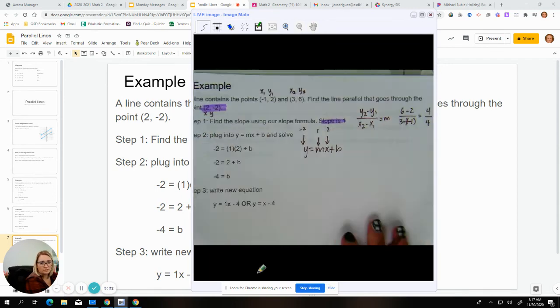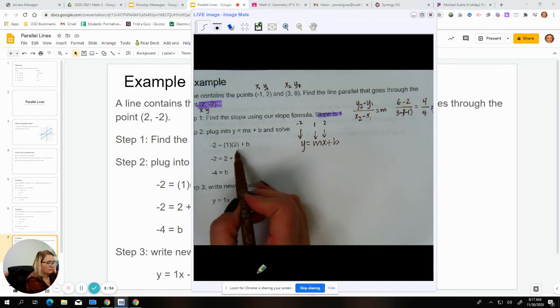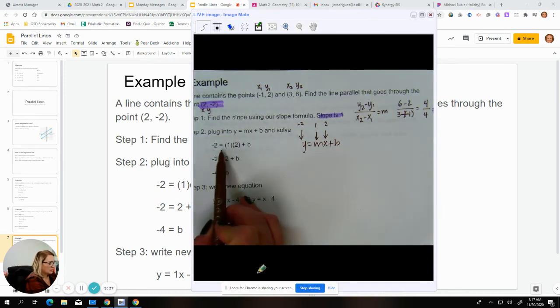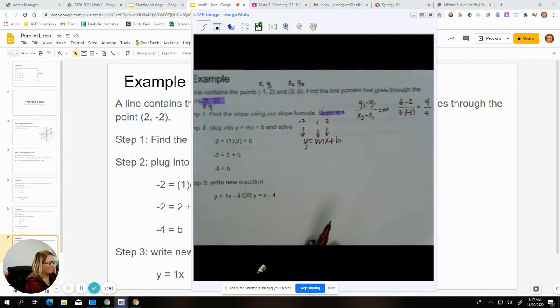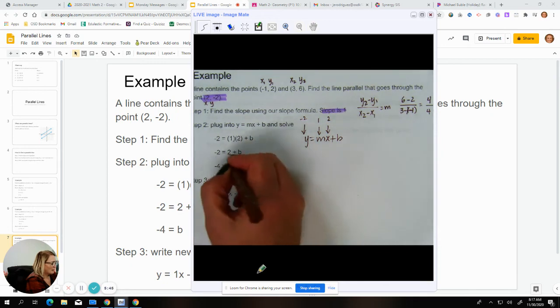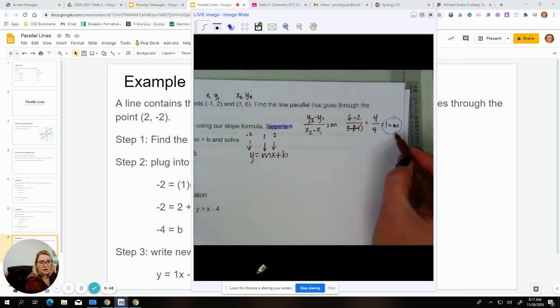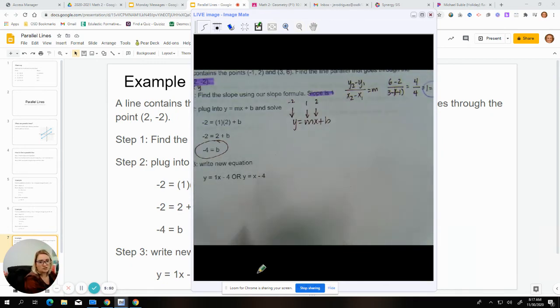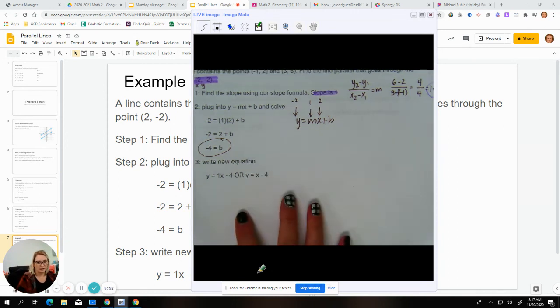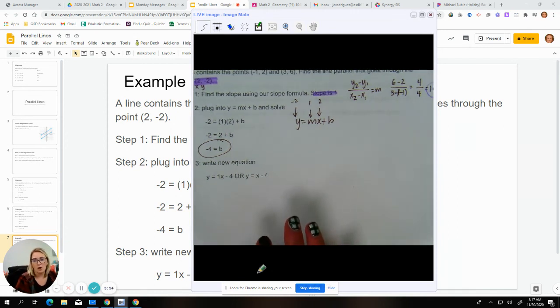If you look at all of those different things, which is where this came from right here, negative 2 equals 1 times 2 plus b. 1 times 2 is 2. Subtract 2 over, I get negative 4. And I use this with my slope to write my new equation. You'll notice there are 2 ways to write it. You could say 1x minus 4, or you could just say x minus 4. Both of those are the same, and that is going to give you a parallel line.